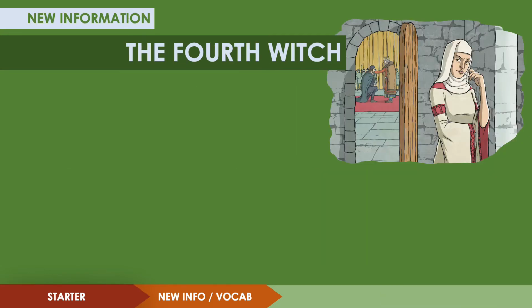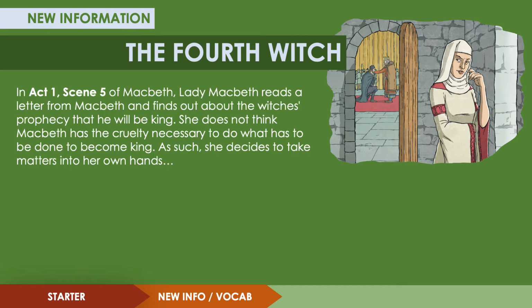So now guys, before we listen to the scene itself, I want to briefly give you an overview of this scene. So in Act 1, Scene 5 of Macbeth, Lady Macbeth reads a letter from Macbeth and finds out about the witch's prophecy that he will become king. She doesn't think that Macbeth has the cruelty necessary to do what has to be done to become king. As such, she decides to take matters into her own hands.